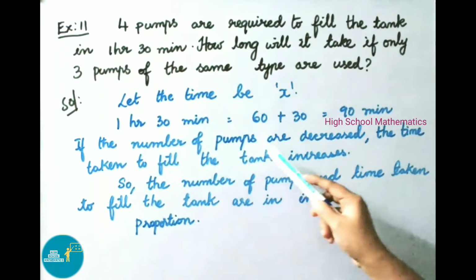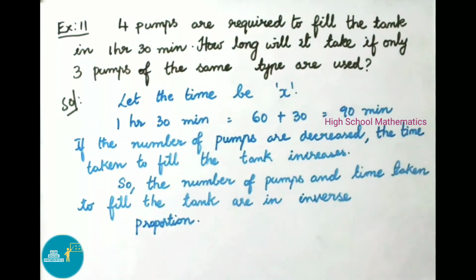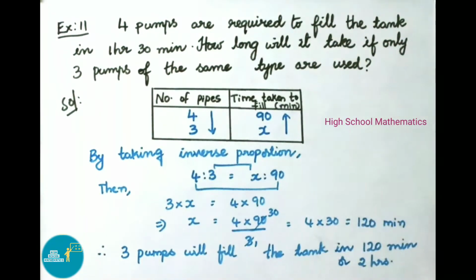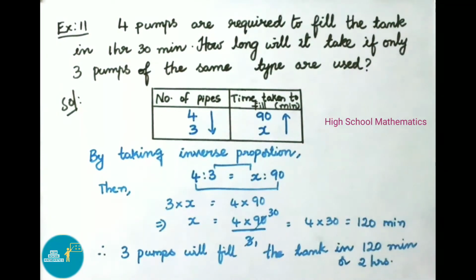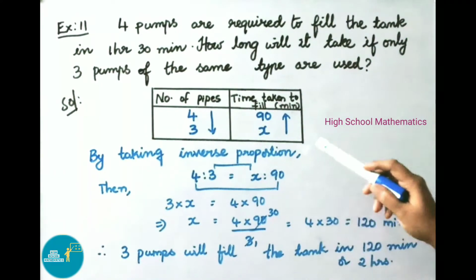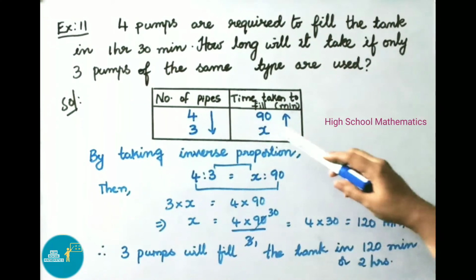If the number of pumps is decreased, the time taken to fill the tank increases. So, the number of pumps and time taken to fill the tank are in inverse proportion. See, we have taken tabular form, number of pipes and time taken to fill the tank in minutes. 4 pumps are required to fill the tank in 90 minutes. Then 3 pipes require how many minutes to fill the tank? So we have taken this as x.